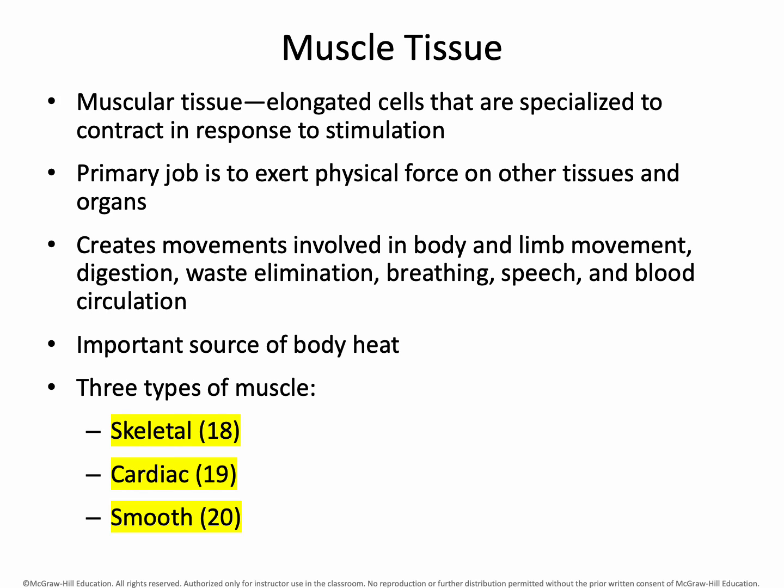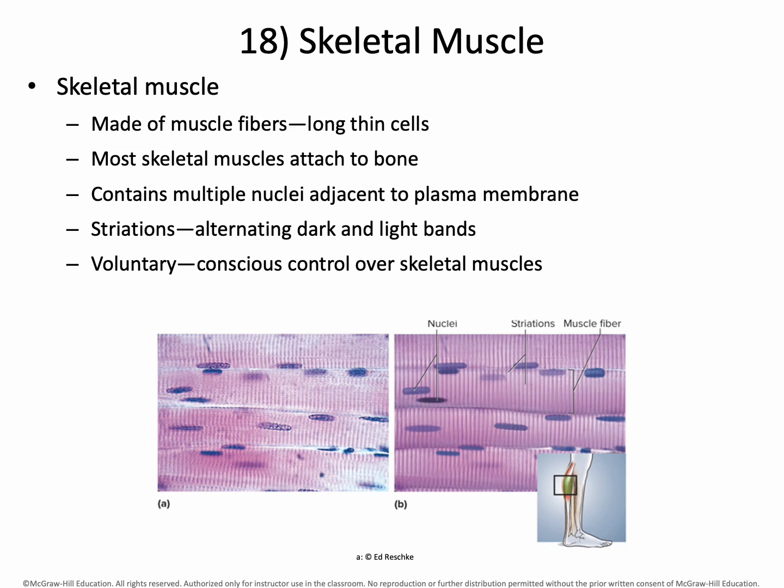So with muscle tissue, again, these cells contract. All they can do is shorten. And you've got three types: skeletal, cardiac, and smooth. Skeletal muscle is found within the skeletal muscles of our body. It is under voluntary control. We think about it, and the muscle contracts in response.